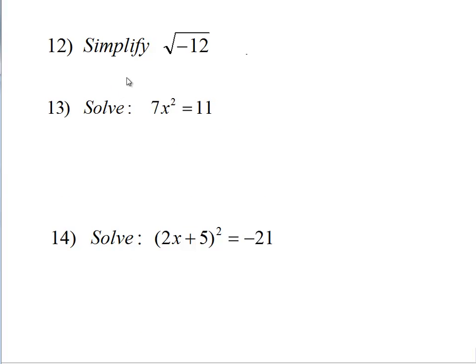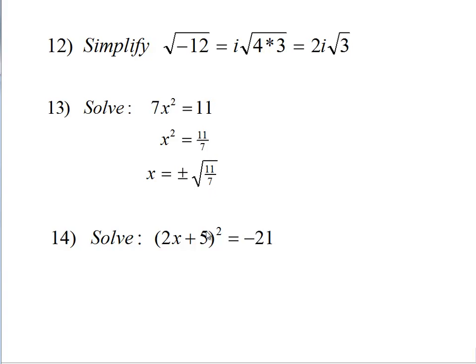Okay, 12 simplifies. Square root of a negative is i, and the number 12 is 4 times 3. Square root of 4 is 2, so it's 2 with an i and a square root of 3. 3 can't come out because it's not a perfect square. Okay, 13: divided by 7, 11 divided by 7. Take the square root, so you get plus or minus the square root of 11 divided by 7.